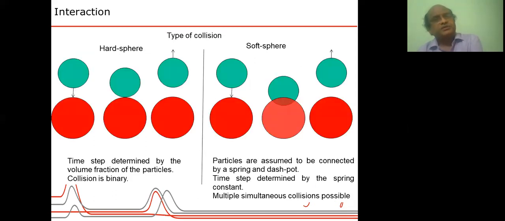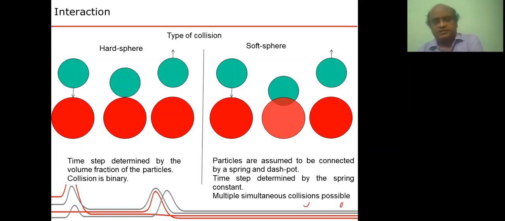There are two different methods. One of the main aspects is how the collisions are modeled. One is called the hard sphere approach, where the collision is modeled exactly. That is, the particles are brought into contact in an exact manner. But it has some difficulties. One is that the time step is determined by the number density of particles, and the collision can only be binary because only two particles can collide at the same time.